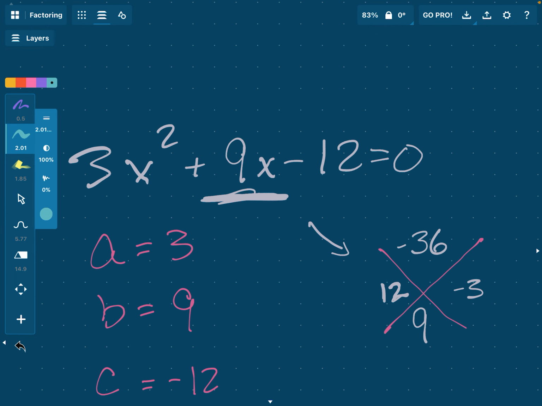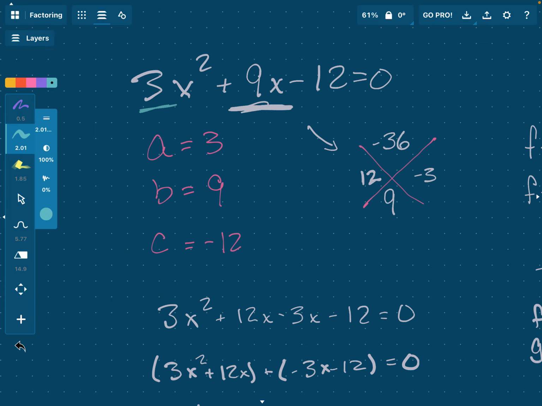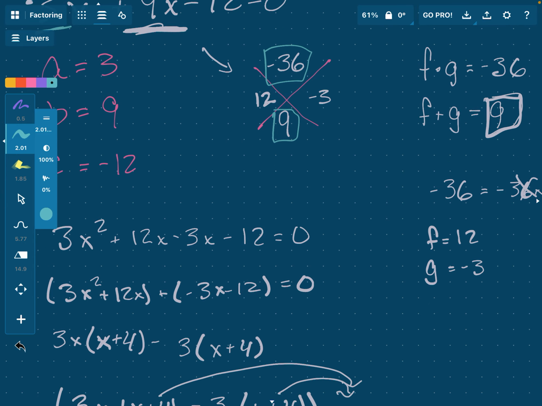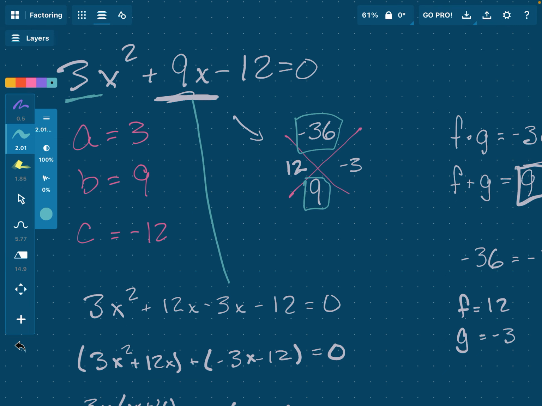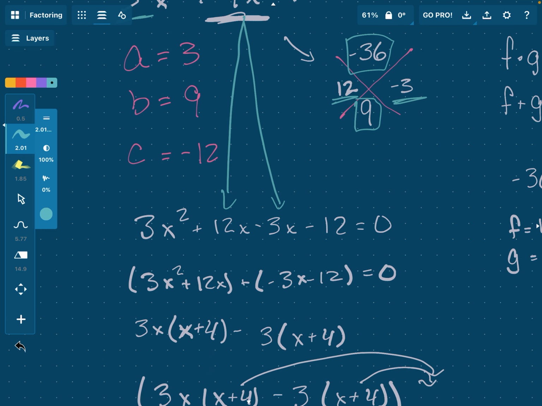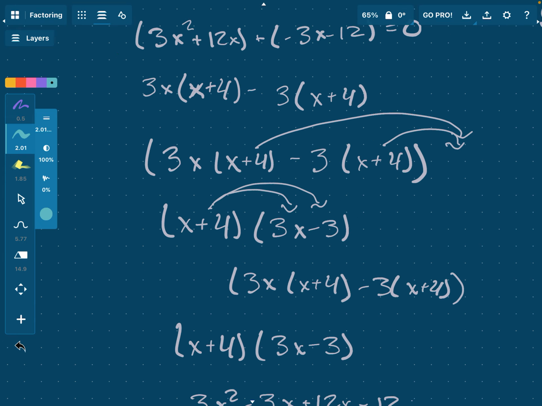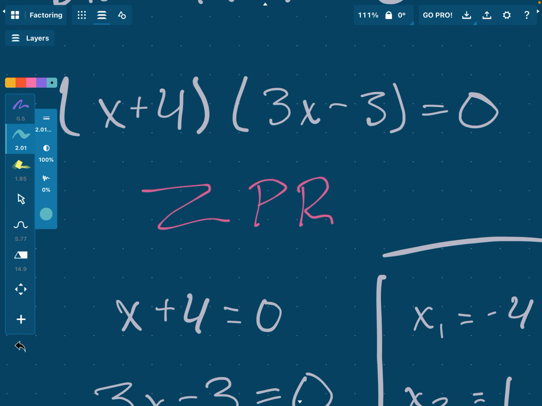Then we looked at what happens when we have an a term, multiplying that times c to get this over here, and then figuring it out like how we normally would. Then we would plug these in, so we separate this middle term into these numbers based on our solutions over here. Then we factor out the common binomials, set it equal to 0 again, and use our zero product rule.